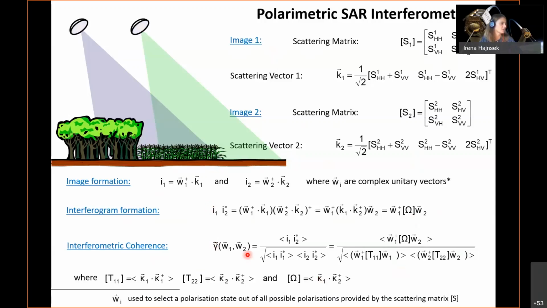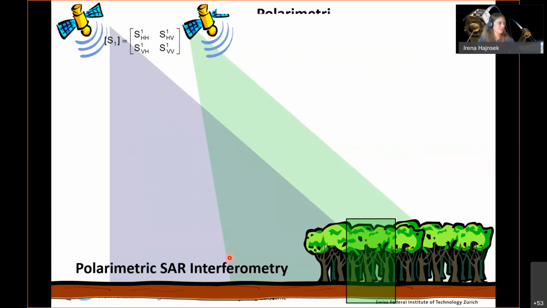And for the interferometric coherence, it's the same. So you have W1 and W2, depending again on the first and the second image that you have, where, as a function of the two W's, you do a complex correlation of the two images in terms of the polarization diversity, or the polarization that you would like to choose. So this is how you build up an interferogram using Polarimetric SAR Interferometry.